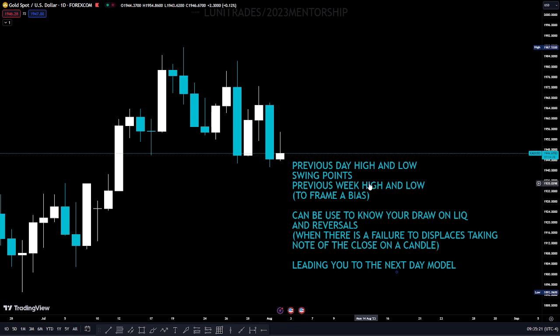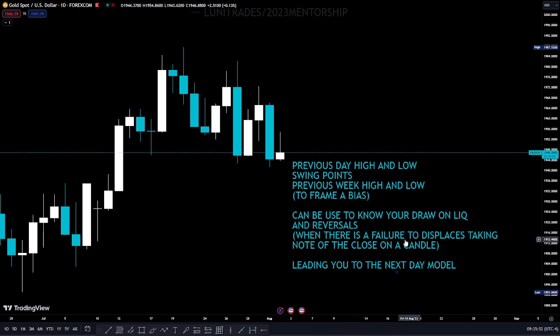Then don't forget your open, high, and close candle for bearish and bullish. I already taught you that, so take note of it because we'll be using that in this section. Having your previous day high and low, your swing point, and your previous week high and low will give you the ability to know your draw on liquidity and reversals. You understand? That's what you're going to take your trade on.